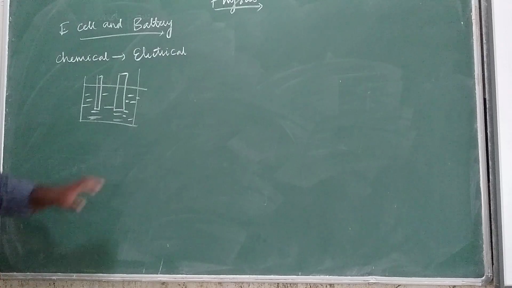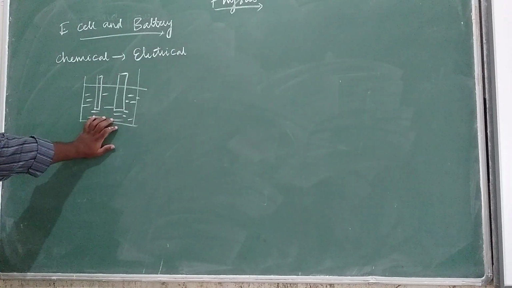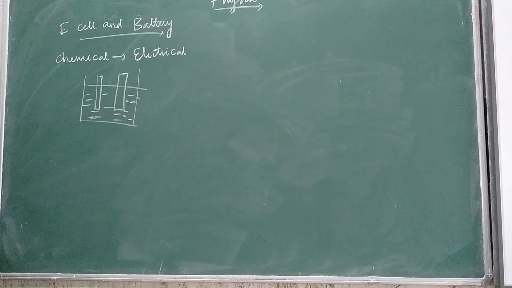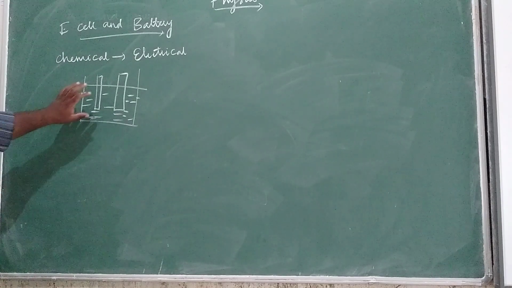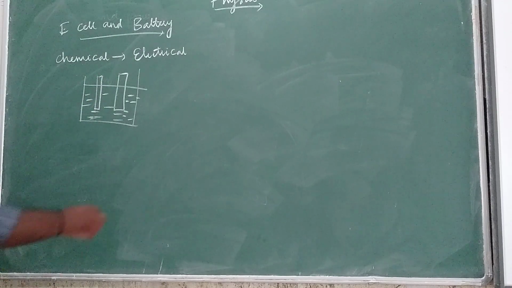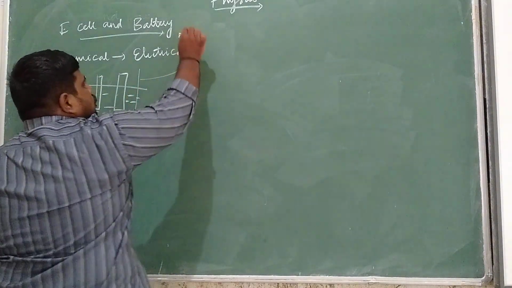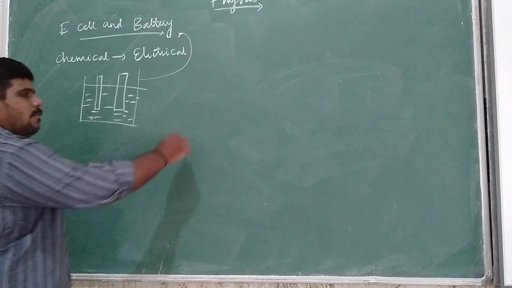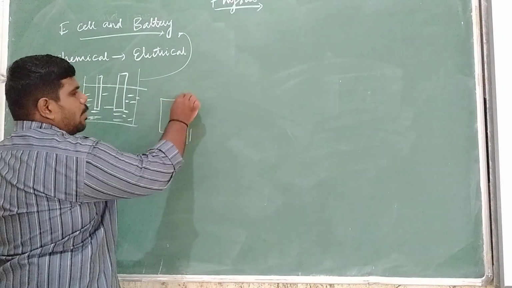A cell is a device which is used to convert chemical energy into electrical energy. The electric cell is a device used to convert the chemical energy into electrical energy. It consists of two electrodes and an electrolyte solution.